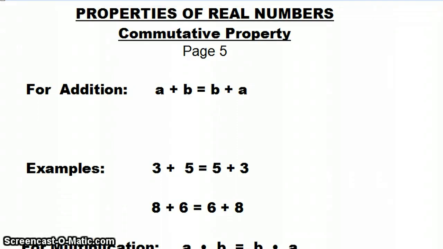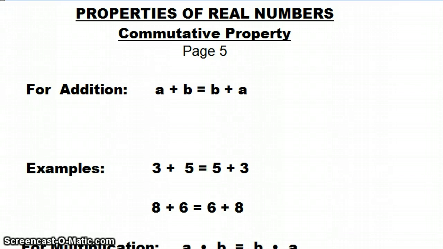We're going to talk about properties of real numbers. Properties of real numbers are going to be important for us as we manipulate some of our numbers and some of our letters. For addition, this property is stated as A plus B is equal to B plus A. The commutative property is similar to the word commute. When you commute from your house to work, you go from your home to work and then work back home. The direction changes. That's what commute or commutative property means for algebra as well.